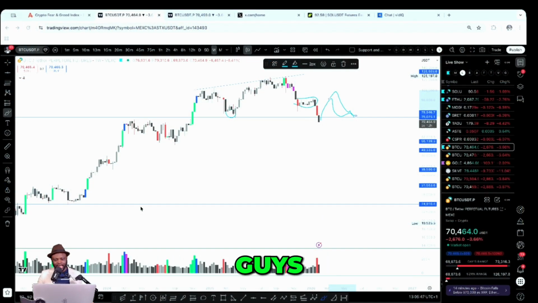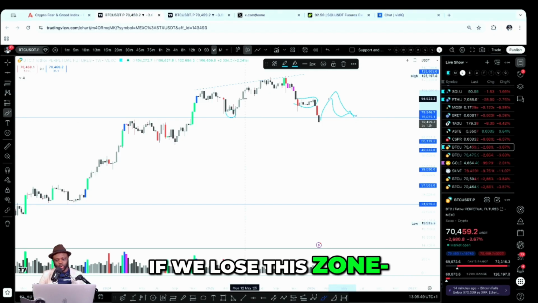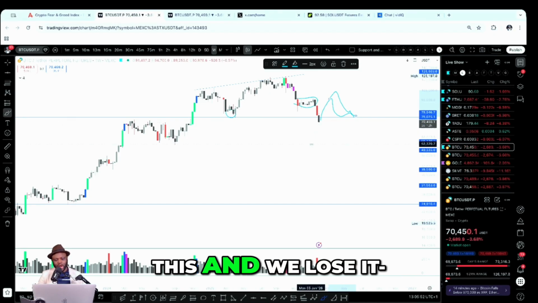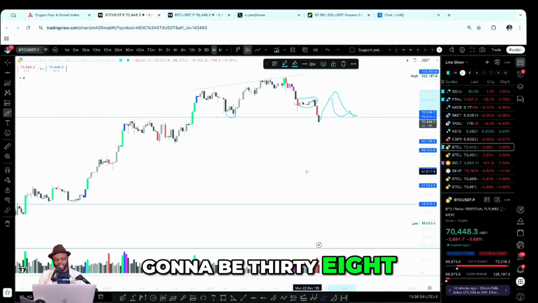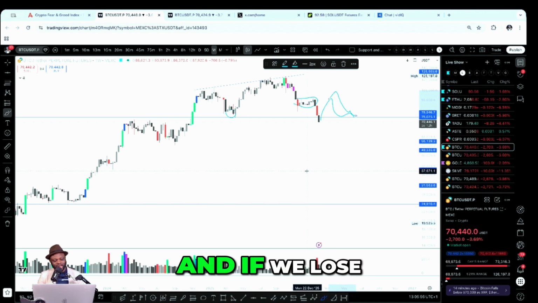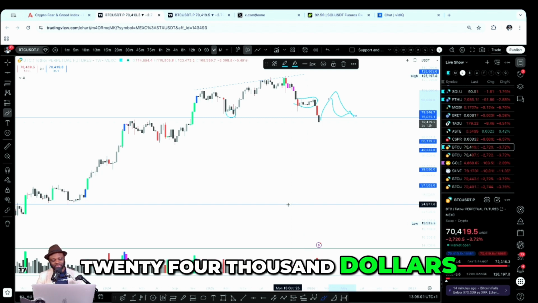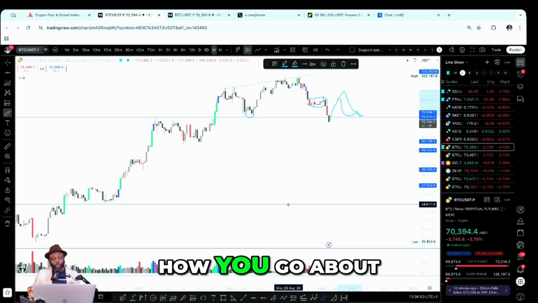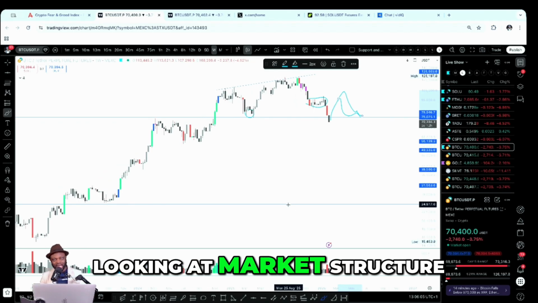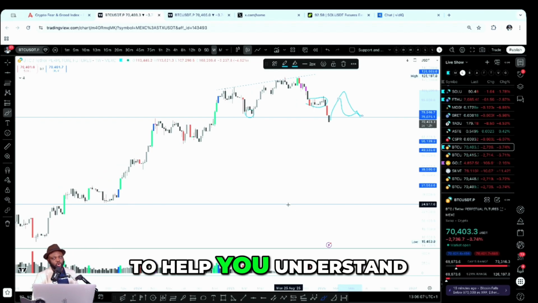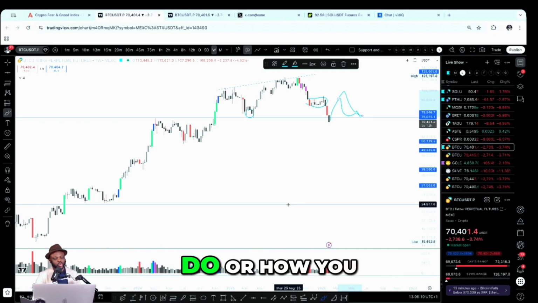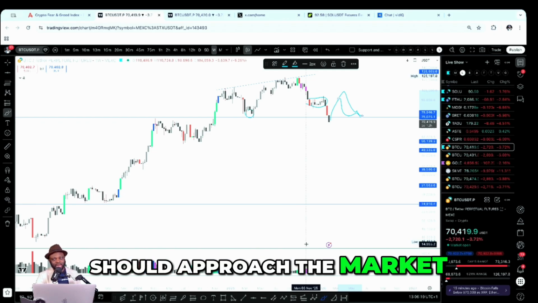Based on this, guys, if price gets to this zone and we lose it, the next target is going to be $38,000 for Bitcoin. And if we lose that zone, we're going to go to the next, which is going to be $24,000. So that's how you go about looking at market structure to help you understand what you need to do or how you should approach the market.